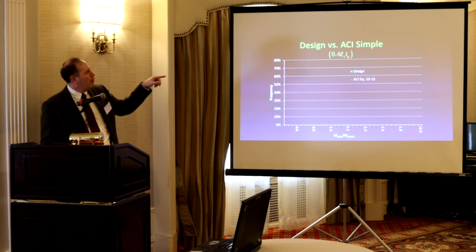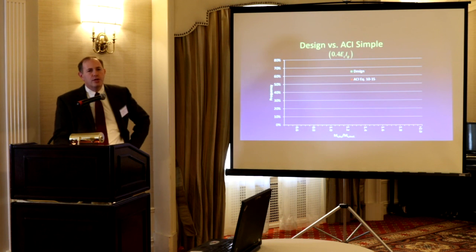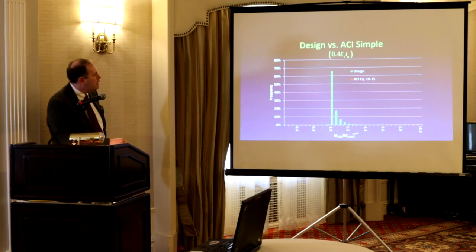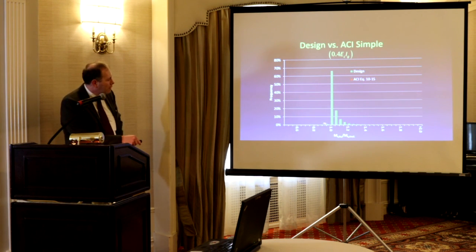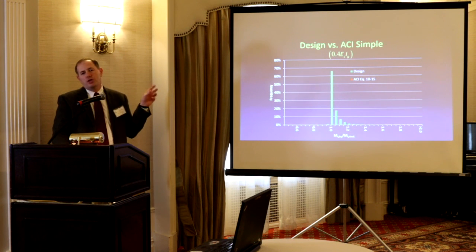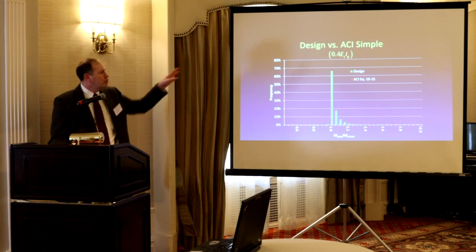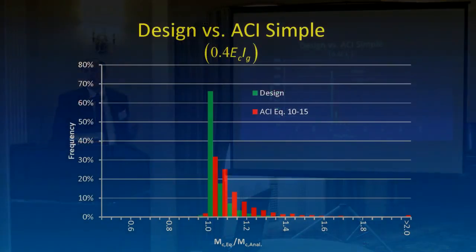What I'm going to show you is how well ACI does versus what our design equation does. So this is what we do with this equation. Anything 1 or higher is conservative. This is how much moment is actually developing versus what the analytical model is saying. If I'm below 1, which I have just a couple points here, I'd be unconservative with this approach. ACI 10.15, which is the 0.4 EI, that's what it does. There's the red. So I think you can see it.